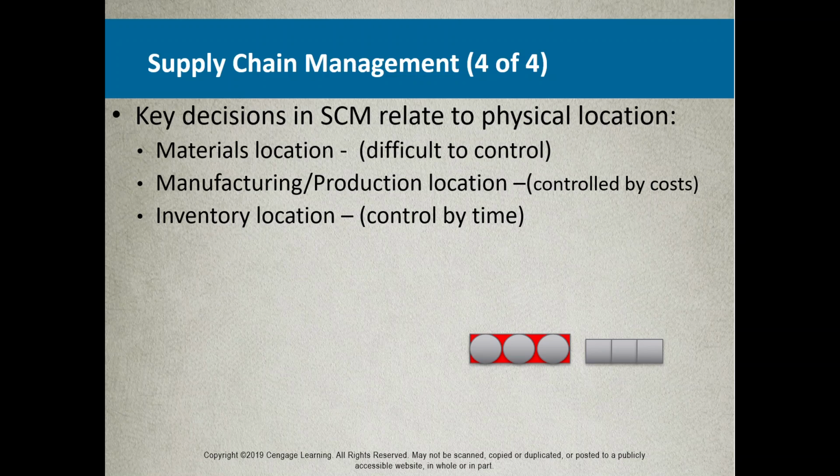Now, the other one is inventory, where it's located. And again, this can be controlled, and it's controlled partly also by time, on how inventory can be delivered and distributed within the supply chain.